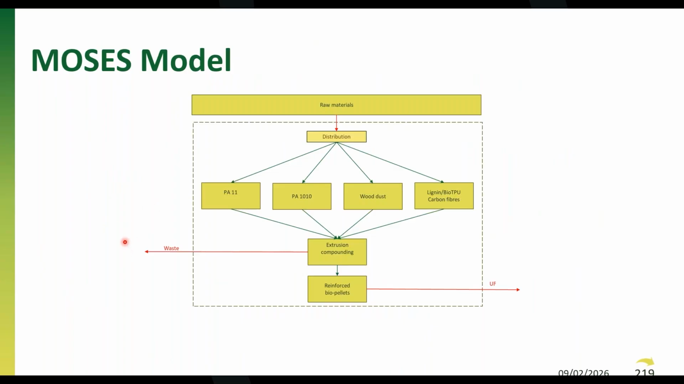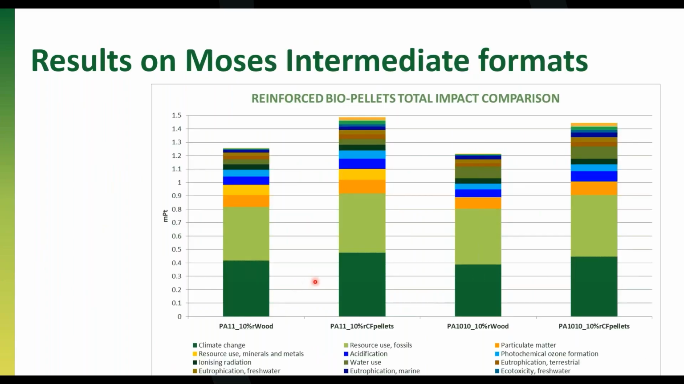So if I move now to the Moses model, we have quite a similar model with raw materials, distribution, and the two polyamides, the wood dust, and the biofibers. So we had the extrusion compounding and the reinforced biopellets as an output. And as you can see, and it's quite similar to what was found in mechanical as well, the polyamide 11 has a slightly higher impact than the polyamide 1010.